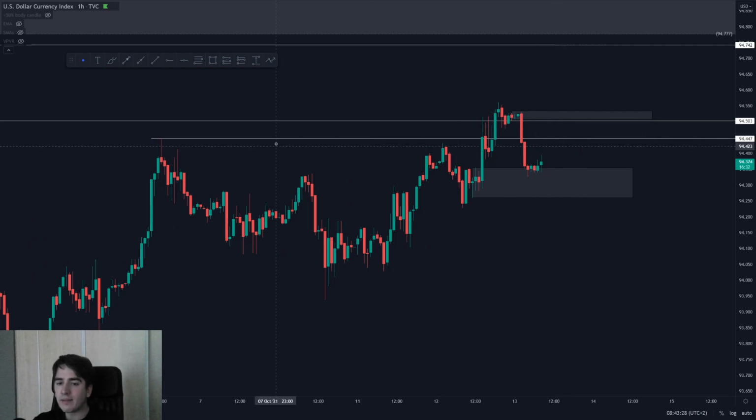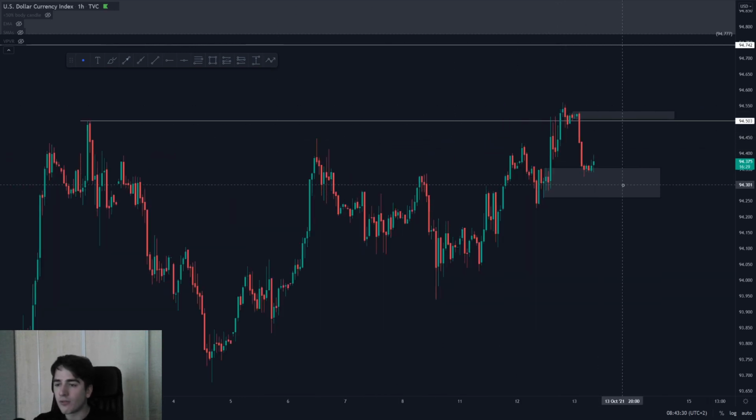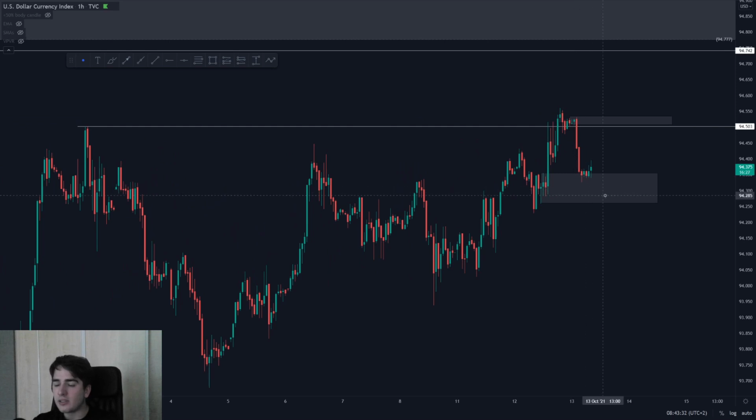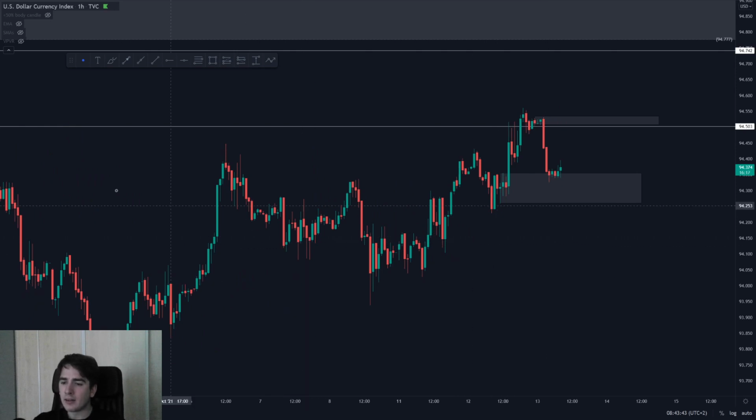So these are the two main levels which I will be looking at over the course of this day. This is essentially your support area, which is demand, and this is your supply area, which is resistance. The overall chart is just too messy to really cleanly analyze this pair, but for now, that is going to be my main focus for the day ahead.